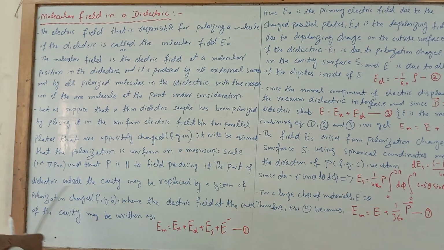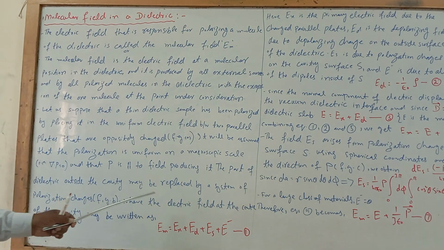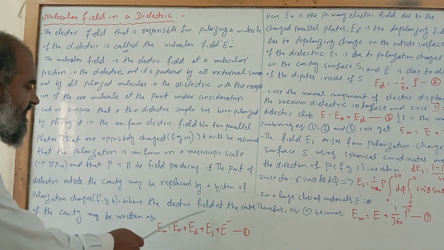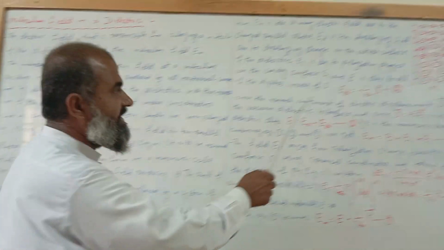The part of the dielectric outside the cavity may be replaced by a system of polarization charges as shown in the figure, where the electric field at the center of the cavity may be written as from this figure.